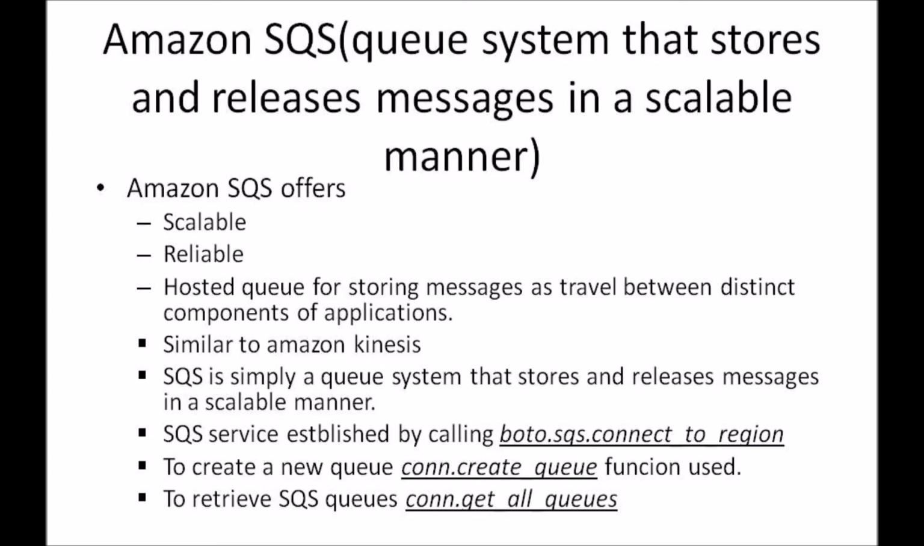The next is Amazon SQS. The Q stands for the queuing model, which it uses for storing and releasing messages. Listing the salient points, it is similar to Amazon Kinesis. It is scalable, reliable, and uses a queue system that stores and releases messages in a scalable manner. If you want to establish a connection to the SQS service, you can call the method sqs.connect_to_region. If you want to create a new queue, you use the create_queue function, and if you want to retrieve the queues, you use get_all_queues.